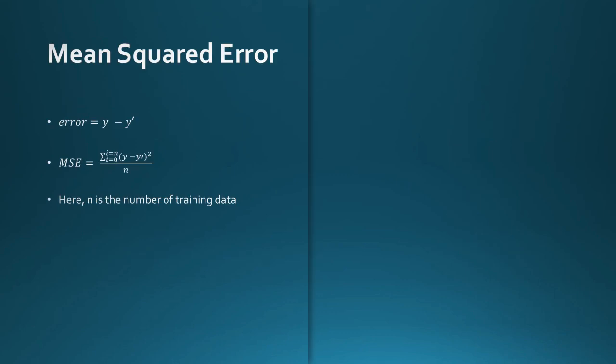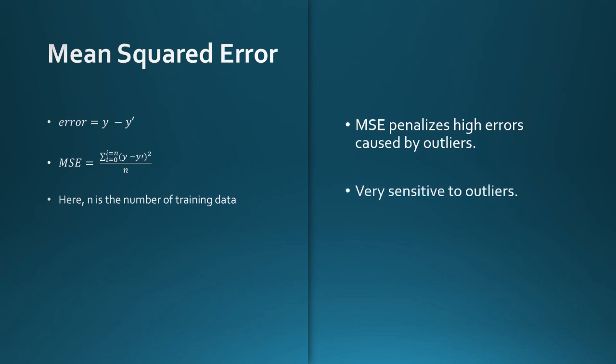One very popular cost function for regression models is mean squared error. So as usual, the error is y minus y prime, but what it does is take the square of the error terms of all the training examples and divide it by n, the number of training data. So that is the mean squared error. And mean squared error penalizes high errors caused by outliers, because when you take the square of the error, it becomes really large. So when there is a value that is an outlier, much higher than everything else, then that much higher value becomes even much, much larger, right? So it's very sensitive to outliers.